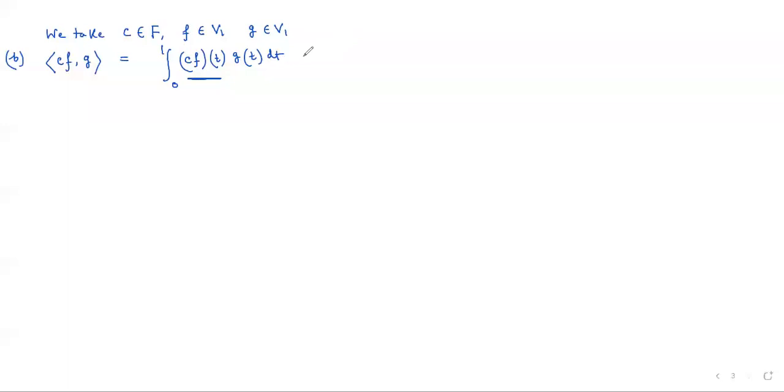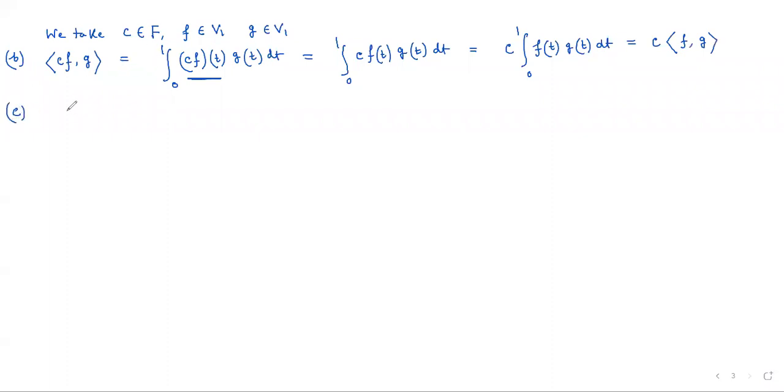This expression is equal to c times f(t) g(t) dt, which happens for all t. And you know that this constant can come outside the integration sign, so we get c times the integration from 0 to 1 of f(t) g(t) dt, and that is equal to c times the inner product of f and g. The second property is also satisfied. Now let's come to the third property.